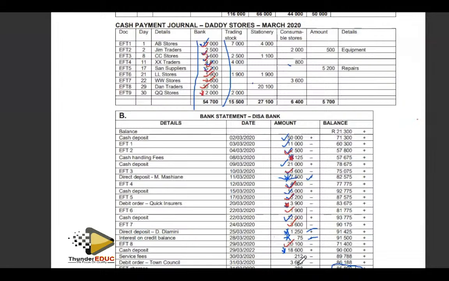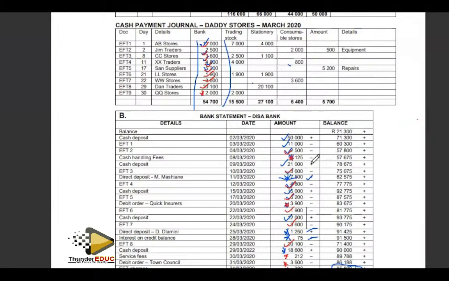Then we have 2012. We don't have it. 3,600 again, County Council. We don't have it in our cash payments journal. 3,800, 388 EFT charges, we don't have it. Okay. Now, these ones we don't have again.